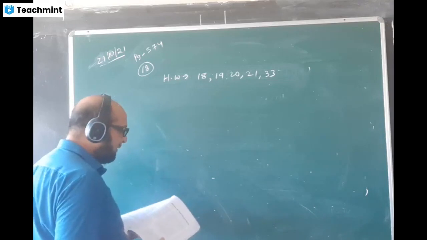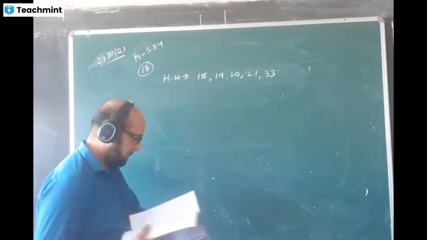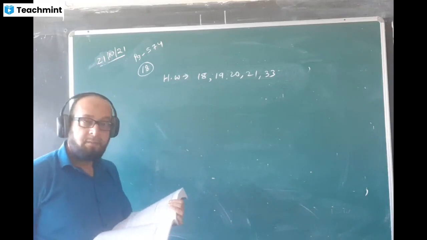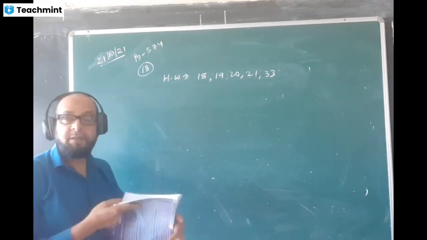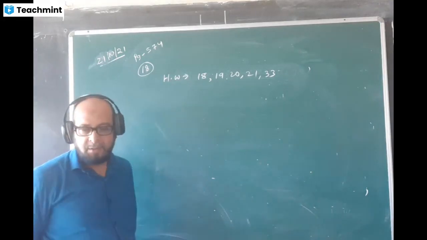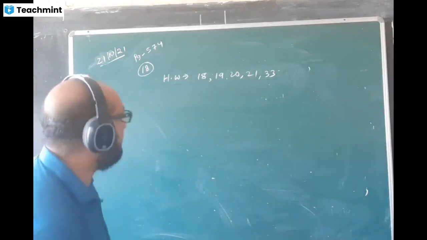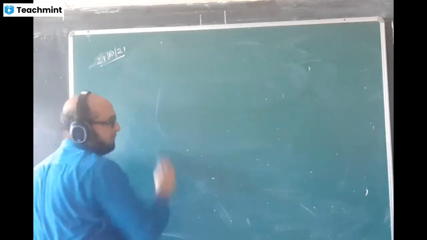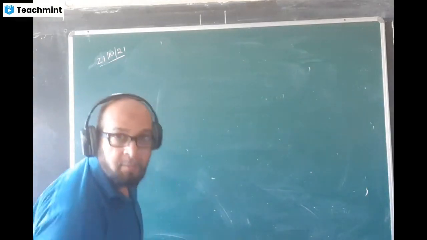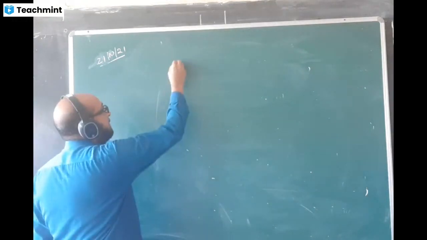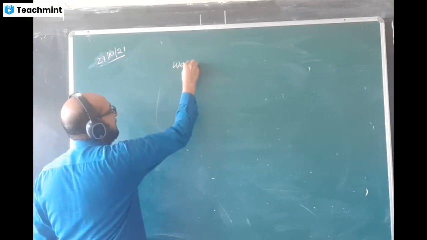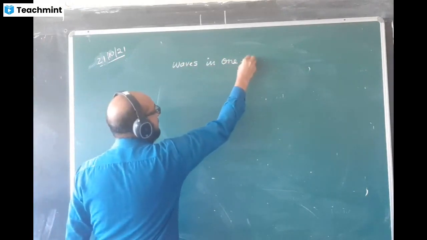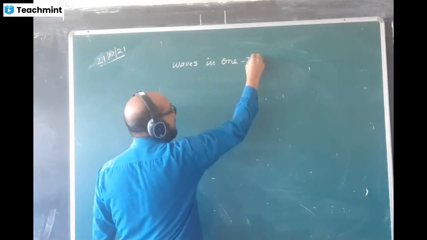Okay, now after this, we are starting chapter number 34, waves in one dimension. This is simple only, just get a little idea, and this chapter is very easy and it will finish. The name of the chapter is waves in one dimension.